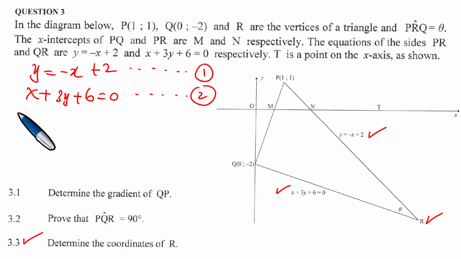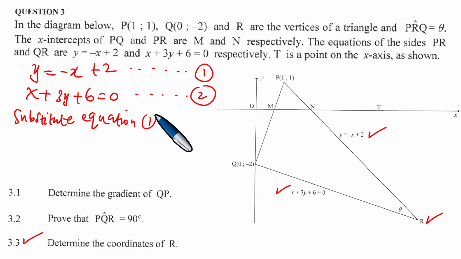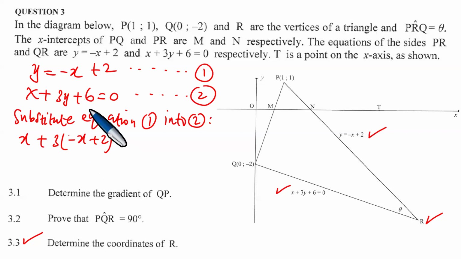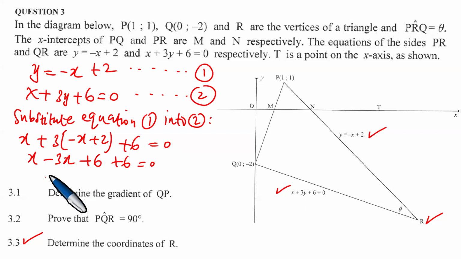So we proceed to substitute equation 1 into equation 2. If we substitute equation 1 into 2, we have x plus 3 times y, and y is minus x plus 2, plus 6 equals 0. What is x minus 3x? It's minus 2x. Now, 6 plus 6 gives us 12. If you move it across, it becomes negative 12.